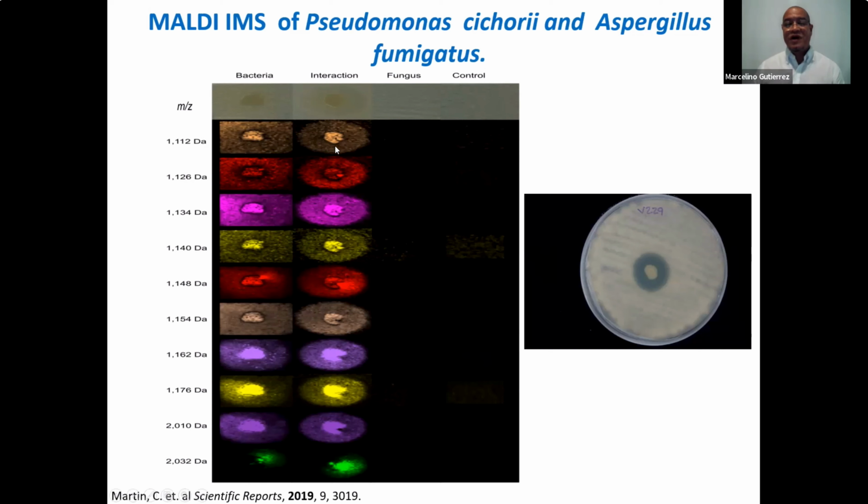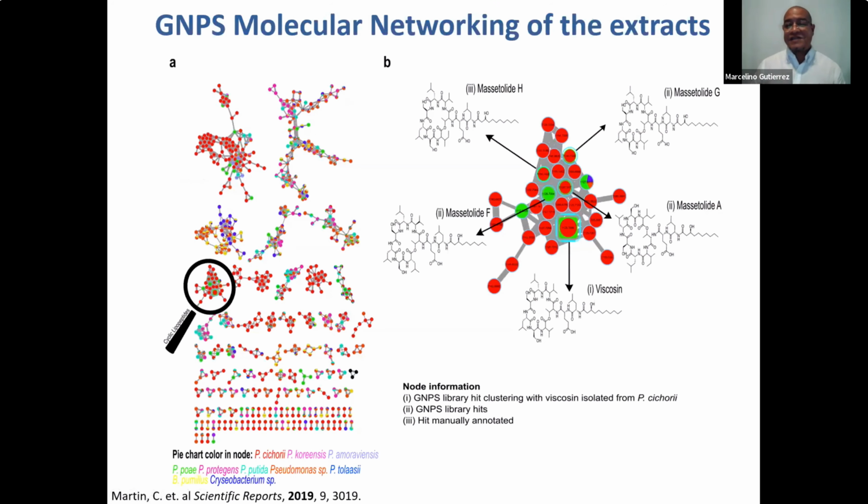So this gives you an idea of what is the metabolite that we have in the interaction zone. We make an extract of this interaction, and then we study this extract using GNPS molecular networking, which is a technique based on tandem mass spectrometry. And using this technique, you can identify entire families of compounds.